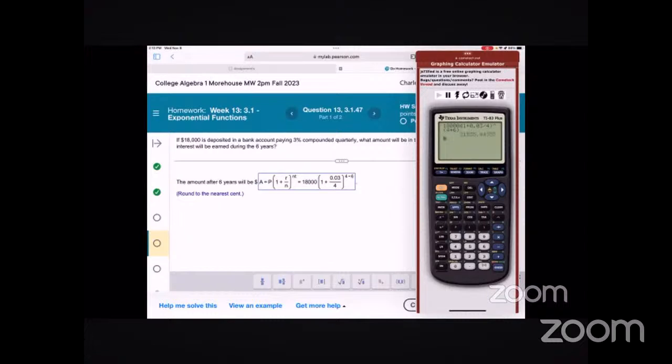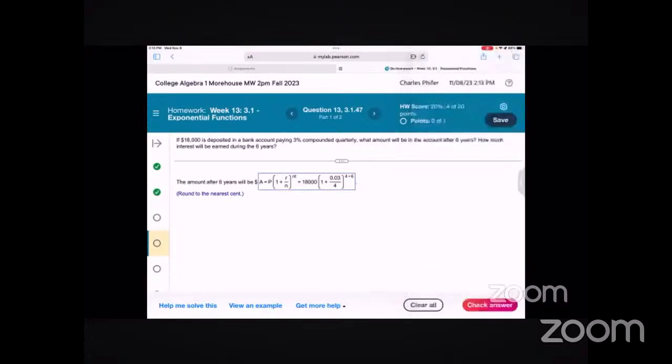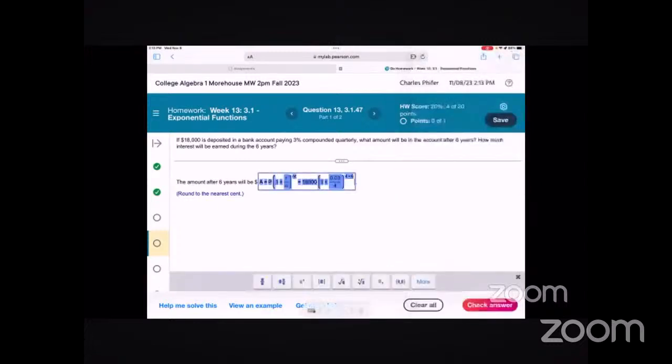Round to the nearest cent is 44 cents. So 21,535.44. Okay, 21,535.44.